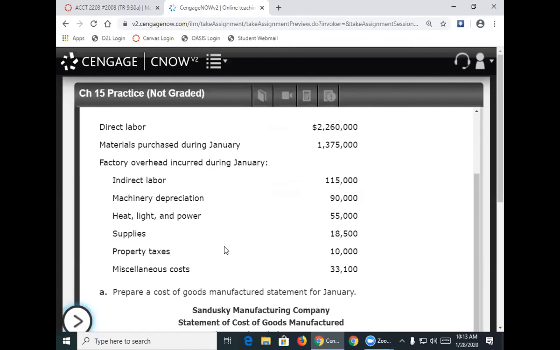Okay. So now we have all of our costs, right? And we have our ending balance. So we can calculate what was finished, the cost of goods manufactured. So what is my credit to work in process? How much was finished in this period?